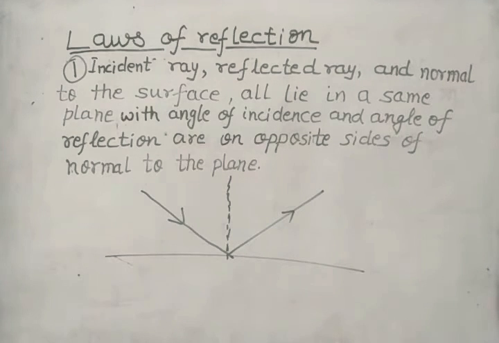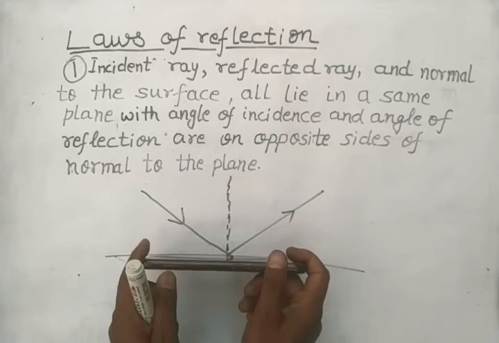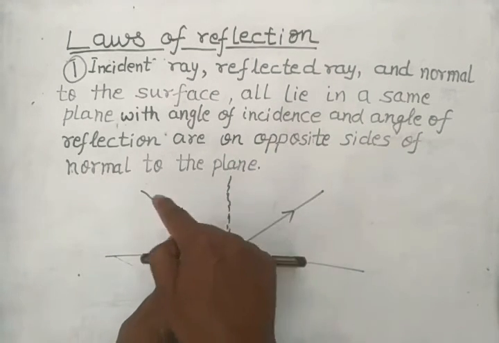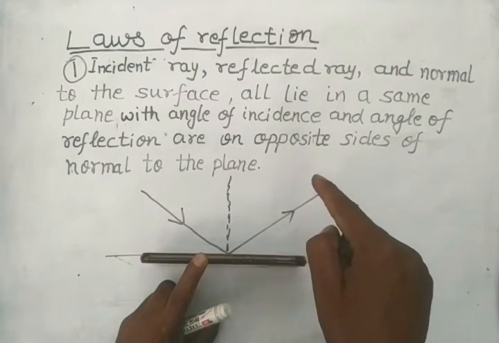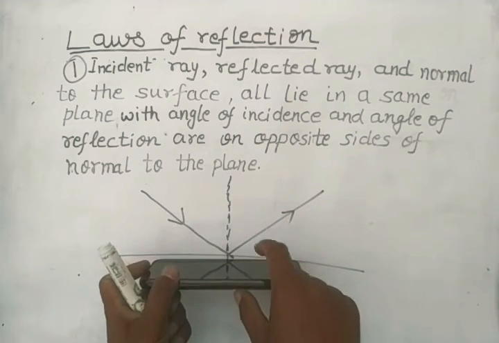Now students, there is a confusion about what is meant by plane, so I will explain it. Let us suppose this cell phone is a mirror. Then there is a normal to the plane, incident ray, reflected ray, all lie in the same plane. Which plane are they talking about? Is this that plane?